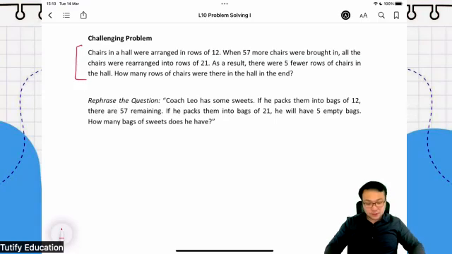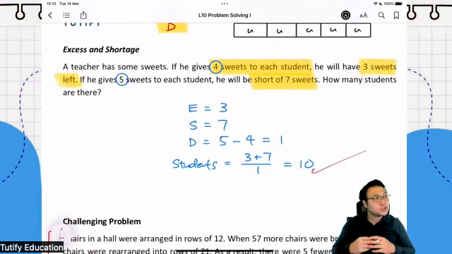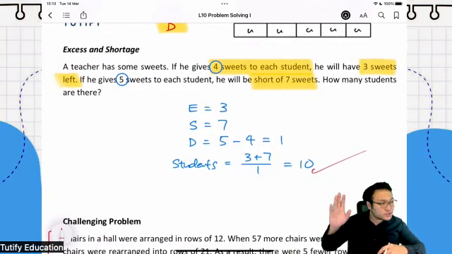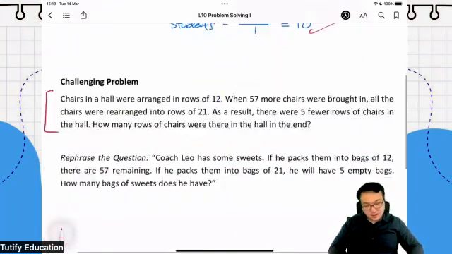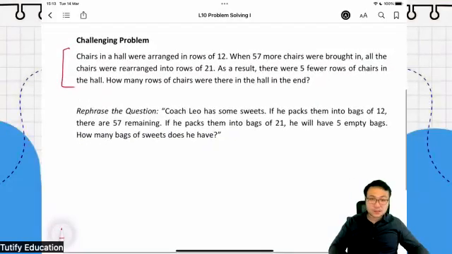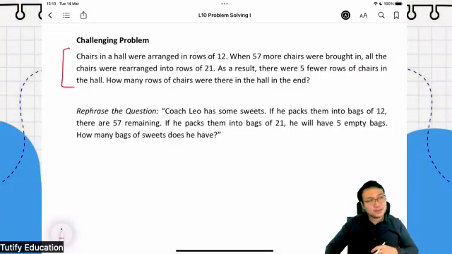Now, Yongjun, you look at the excess and shortage here. Did the question say that the teacher is short of some sweets, so he went to buy some extra sweets? Did they say that? No. The number of sweets is always the same, yes or no? Yes. Now you look at this challenging problem. They say that at first you have some chairs, then later you go and take some more chairs from somewhere else. That means is the number of chairs still the same? Or are they adding more chairs already? Adding more chairs.